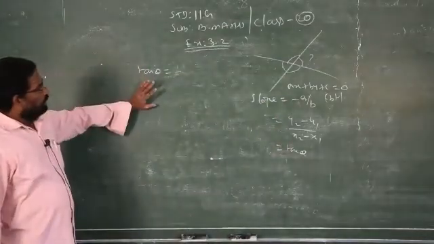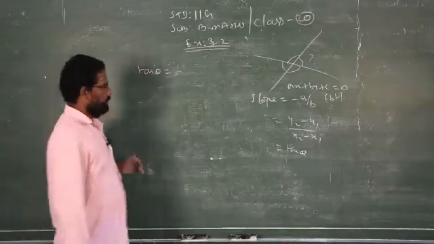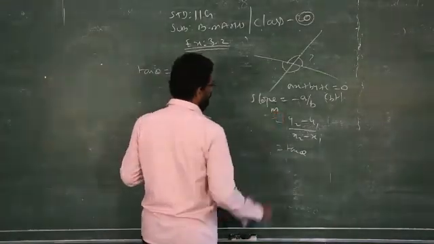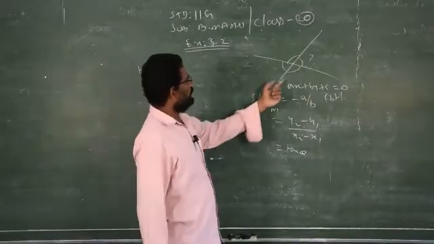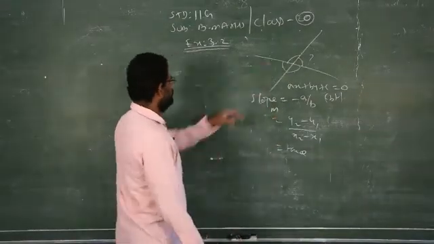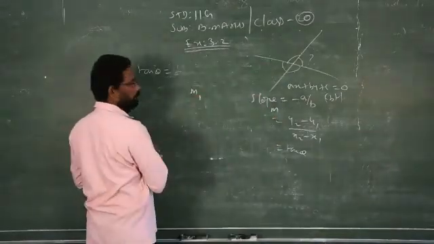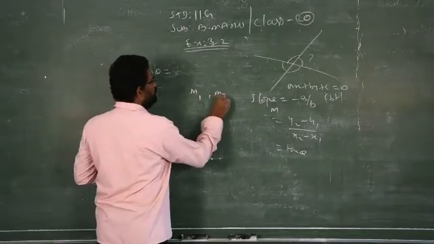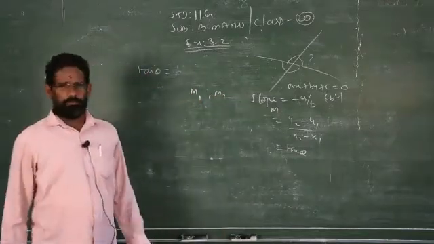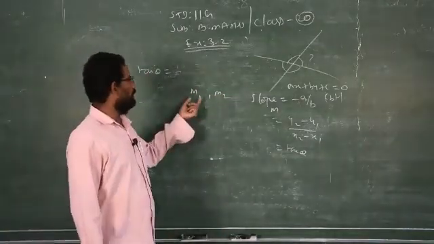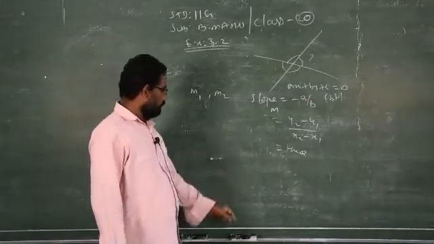So you know how to find out slope. Normally slope we call as m. If it is only one straight line, we call it m. If there are two or more lines, then the first slope is called m1 and the second slope is called m2. This is for our understanding; we name it as m1 and m2.